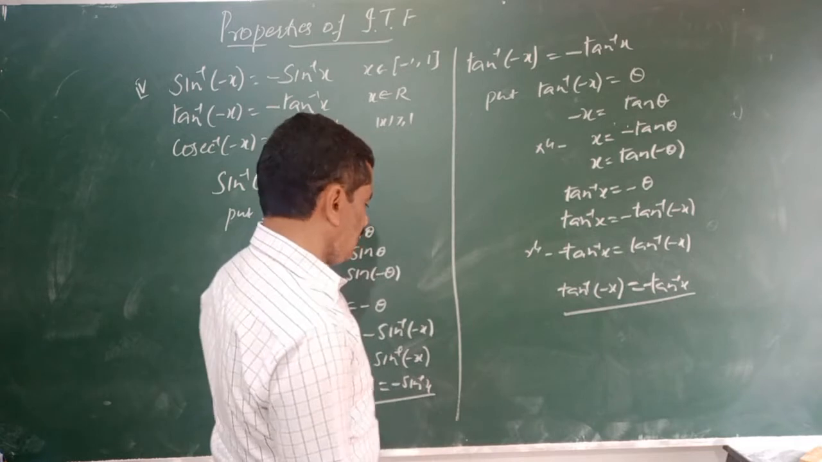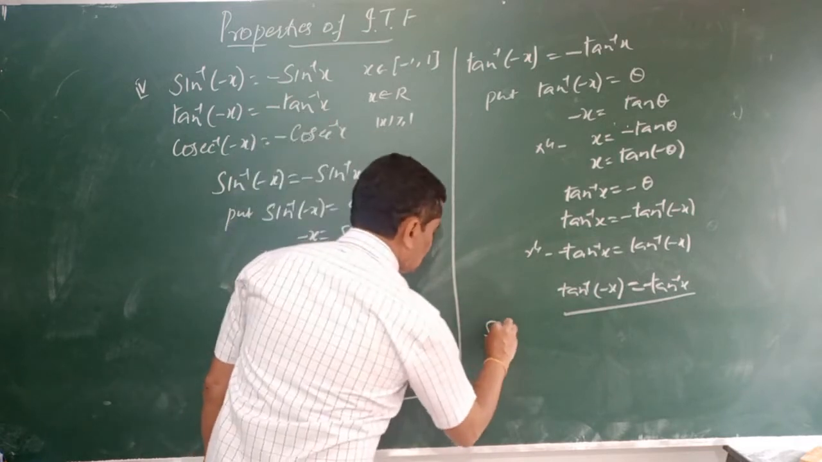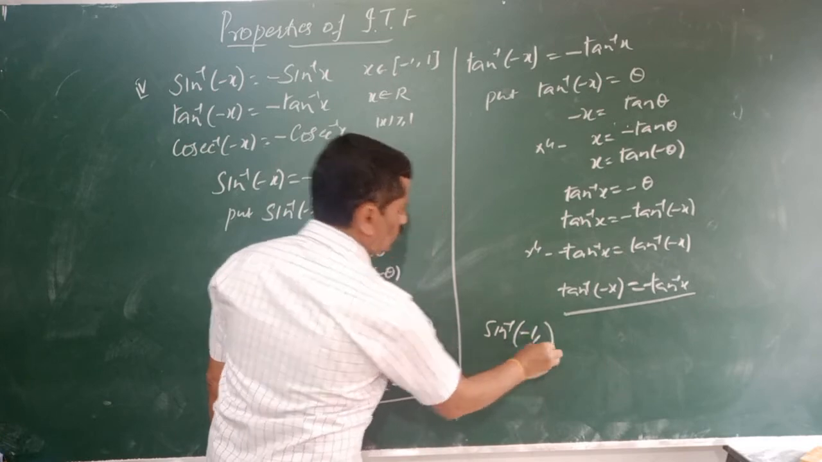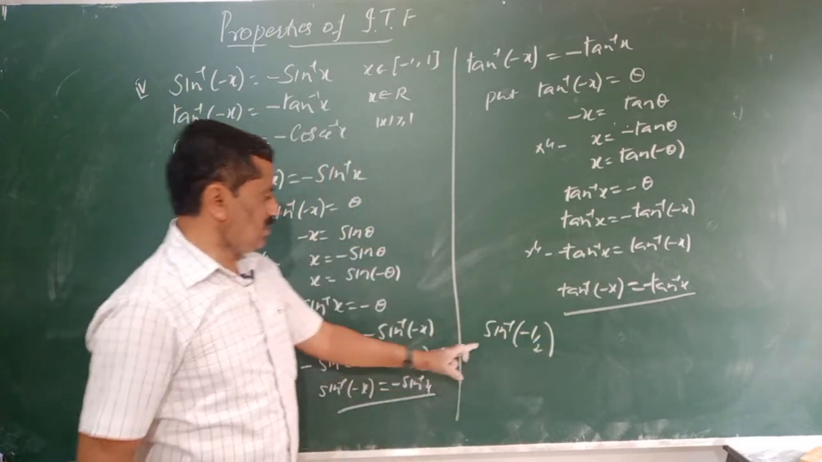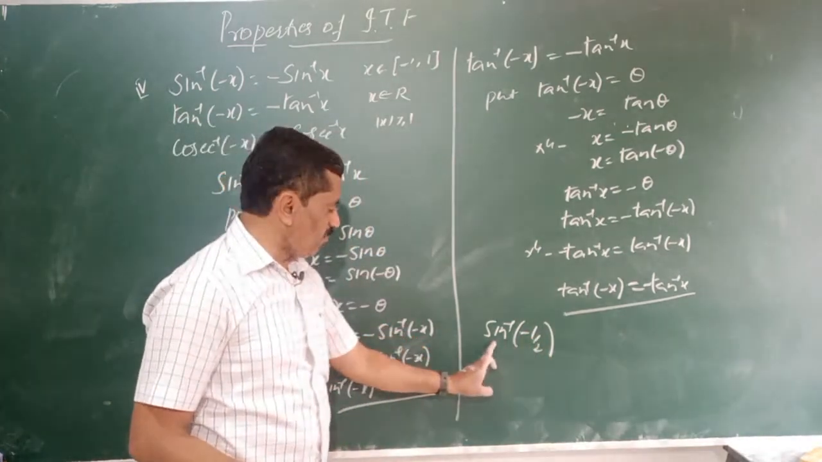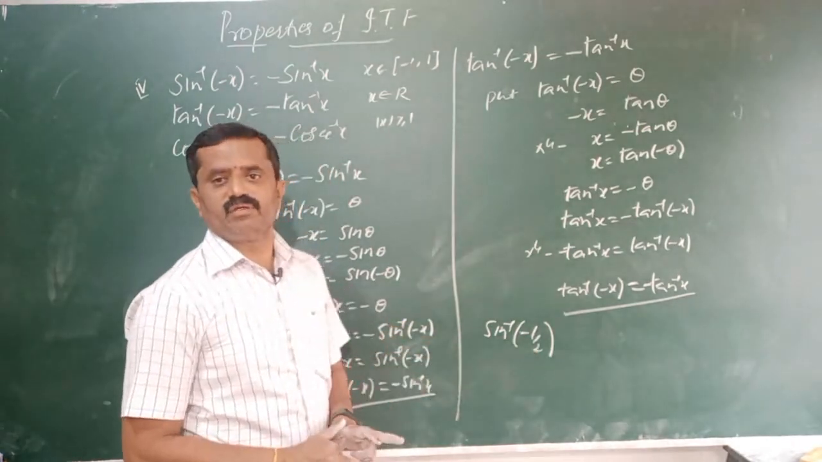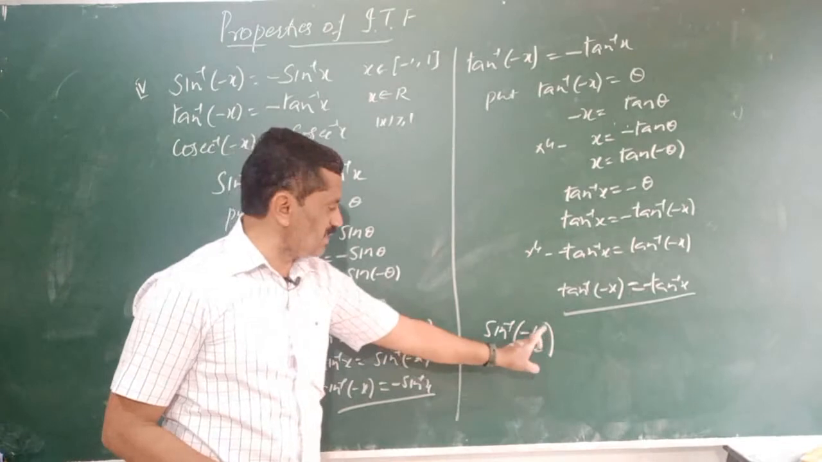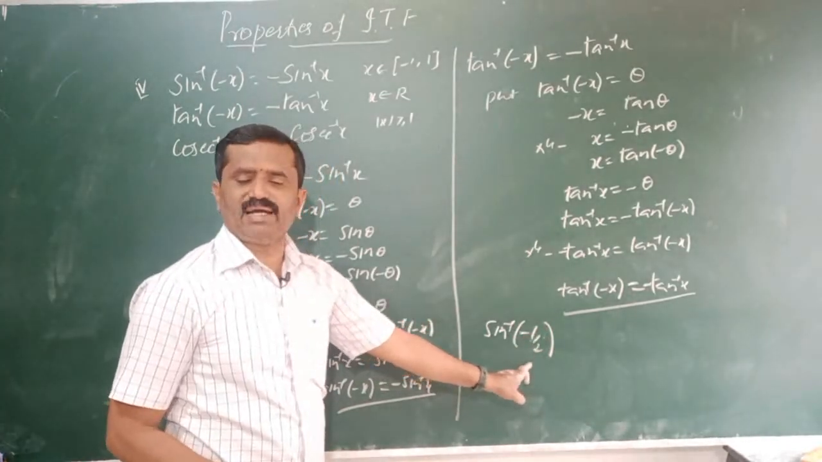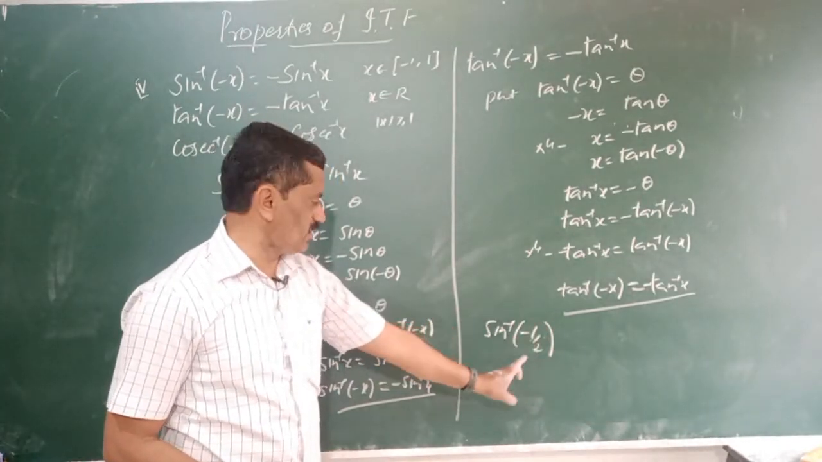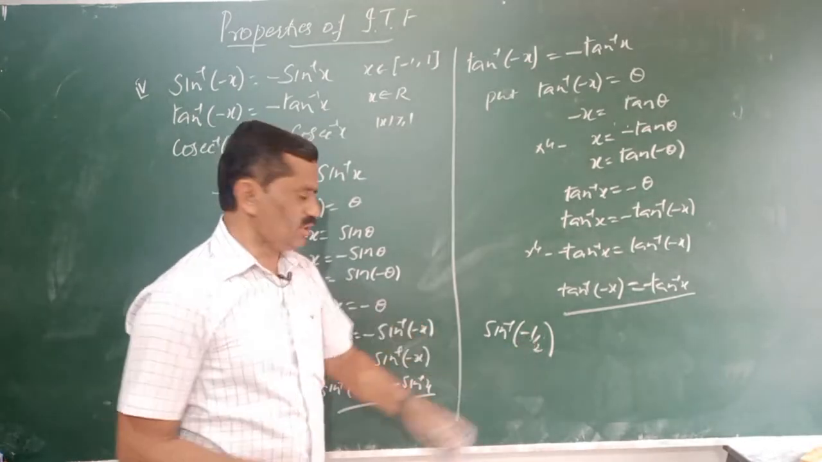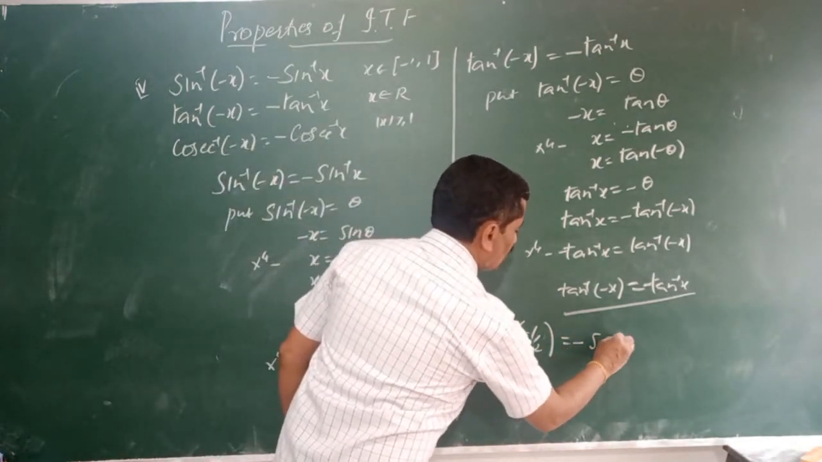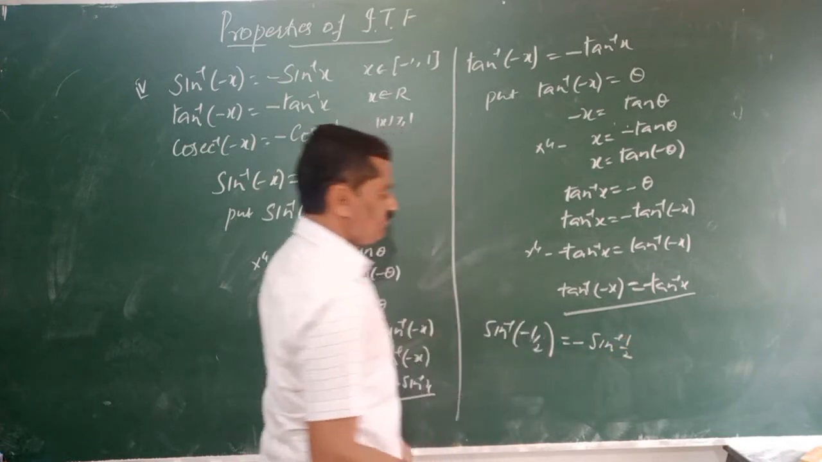For example, sine inverse of minus 1 by 2. It is in the form of sine inverse of minus x. What is the x value here? We have 1 by 2. Therefore this can be written as minus sine inverse of 1 by 2.